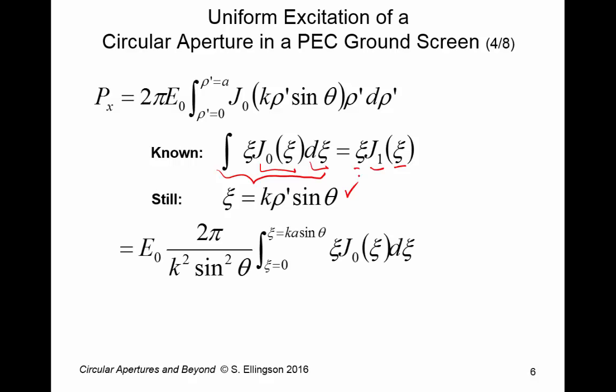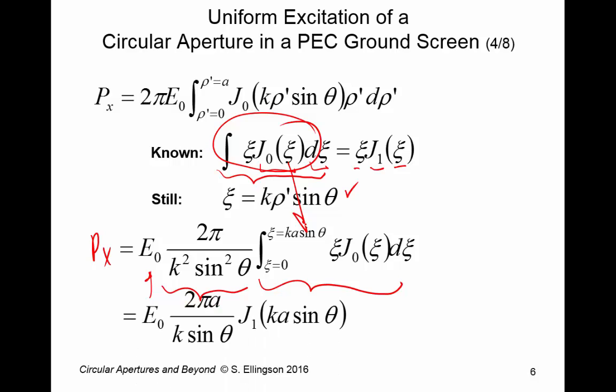And now I can rewrite the previous integral, Px, as so. E naught, I've got this factor of 2 pi over k squared sine squared theta, and then this integral that I've pulled out from up here. And now I can exploit this relationship, and I have eliminated the integral by doing that. So now I get these constants times the first-order Bessel function, whose argument is ka sine theta.